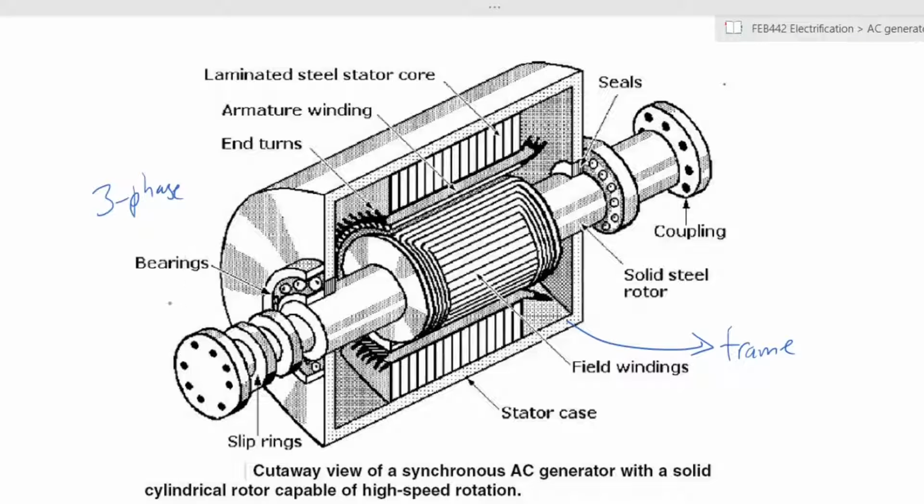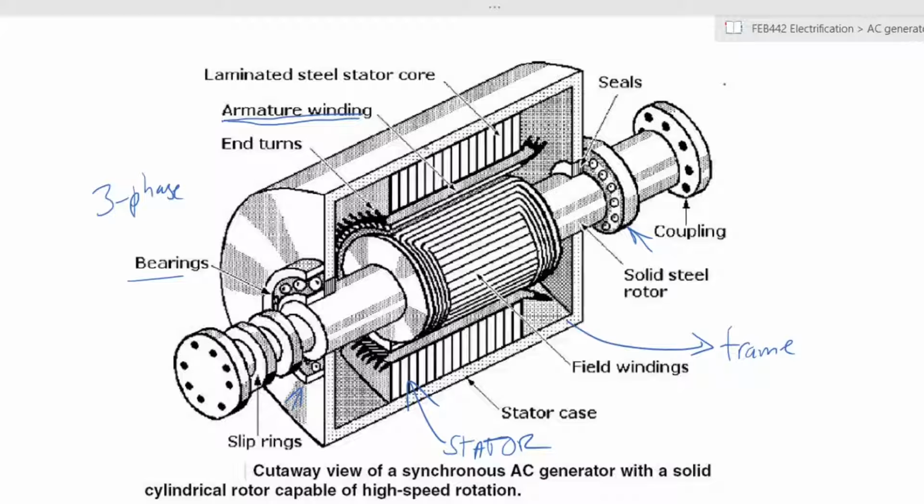Within the frame, you have bearings, two sets of bearings, one at each side, here and here. The bearings allow the rotating part of the machine to rotate freely inside the machine. The bearings are the only moving parts within the electrical machines. The stator, which is here, houses things that we call armature windings, which are mounted onto the frame. These do not rotate, they are fixed.